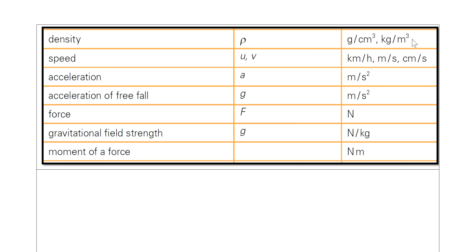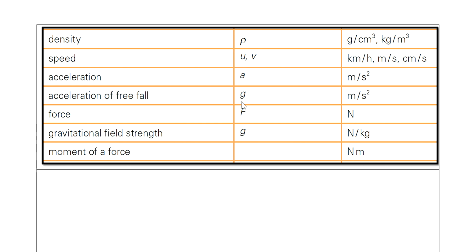What are their units, what are their symbols, and how we define speed. Speed is used with the letter u and the letter v. u is for initial speed, v is for final speed. So it is kilometer per hour, meter per second, and centimeter per second. As you know, meters per second and kilometer per hour are written on the speedometer. Acceleration, the accelerator of the car. So acceleration is a, it is meter per second per second, so it is meter per second square. Next is acceleration of free fall, that is represented by the letter g, and it is meter per second square.